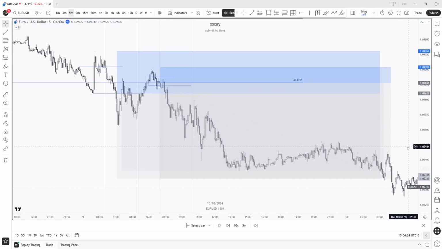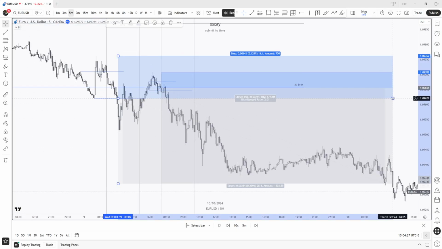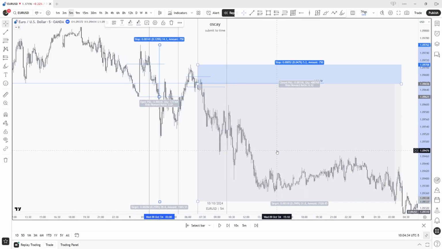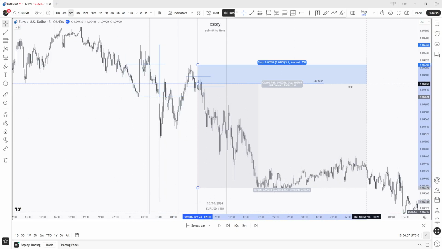And as you guys can see, price beautifully finished its delivery to 2RR, and we could have even closed it at the end of the day, which would have delivered us a beautiful 5.3RR.